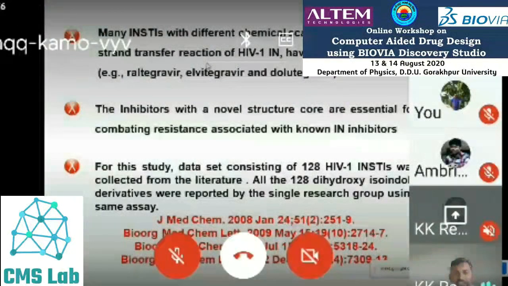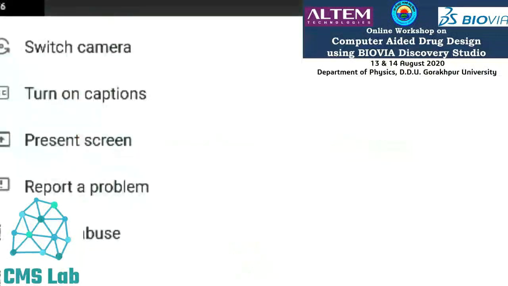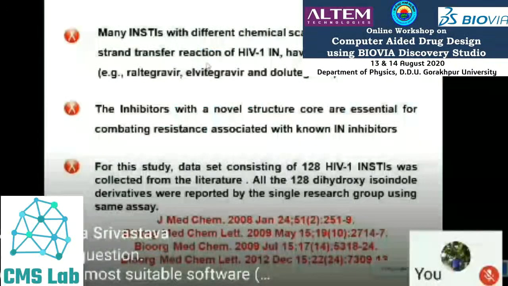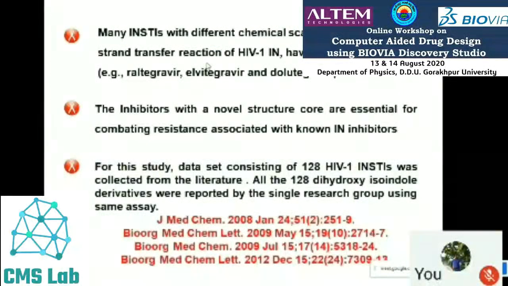Especially when you're talking about viruses, the big problem in identifying drugs is drug resistance. Mutations and drug resistance are one of the major problems. Even though there are many approved drugs for HIV, many of them still undergo drug resistance, and the virus tries to mutate itself.